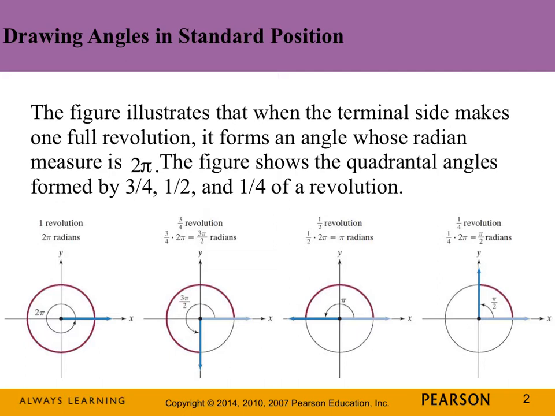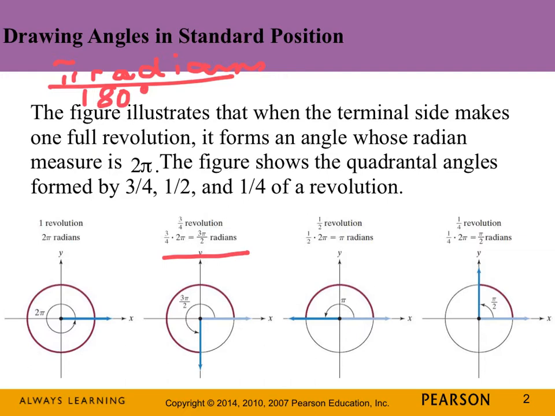Okay, now earlier, remember we talked about the fact that pi radians corresponded to 180 degrees. So it makes sense that if you go the entire circle, one revolution, 360 degrees, that is actually 2 pi radians. In the other figures, you see the quadrantal angles formed by 3/4 of a revolution, 3/4 of 2 pi. We say that is 3 pi over 2 radians.